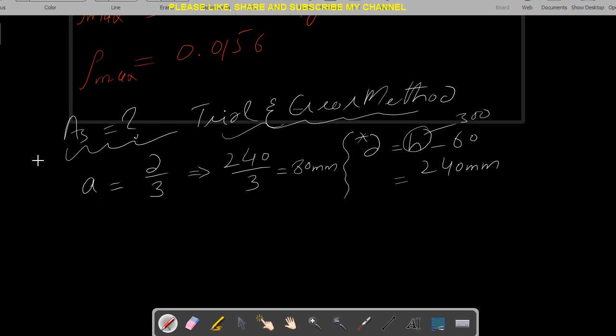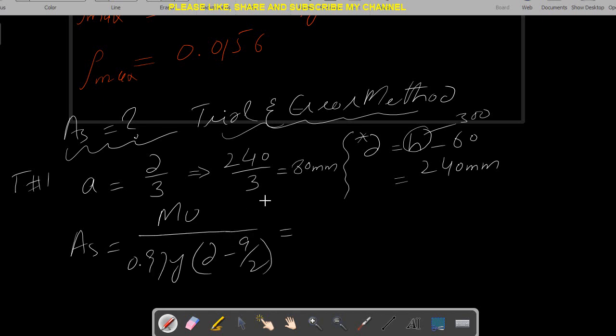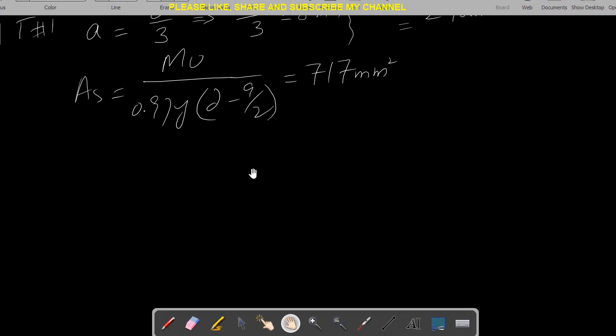Right? Now my area of steel, this is trial number 1. My area of steel, that is from Mu divided by, so from this I got 717 millimeter square, right? So this is my first trial. Let me repeat the second trial, trial number 2.